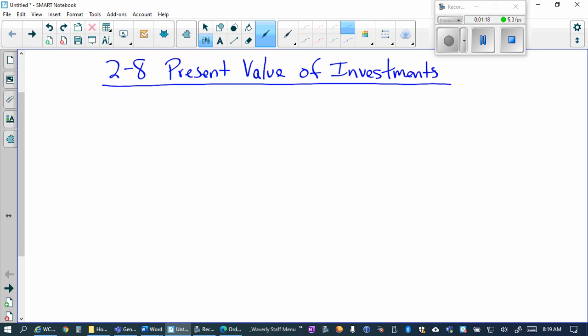Let's say you want to have $1 million and you're going to retire in 30 years. How much should I put in the bank right now so that it will grow to $1 million 30 years from now? The question, how much do I put in right now, that's present value. So there are two ways to do that. You can either put one lump sum in and just let it grow, or what else could you do?